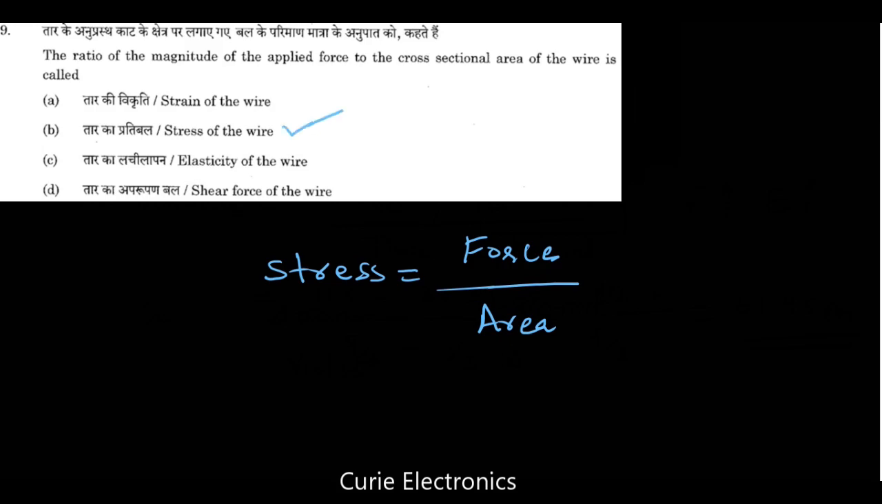The ratio of the magnitude of the applied force to the cross-sectional area of the wire is called... We have a direct equation, that is stress equal to force upon cross-sectional area. So the answer is stress of the wire, option B.